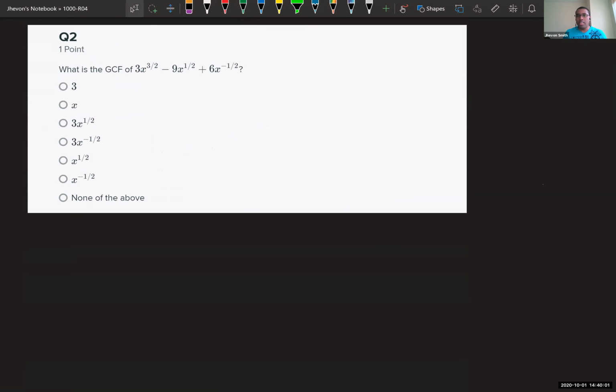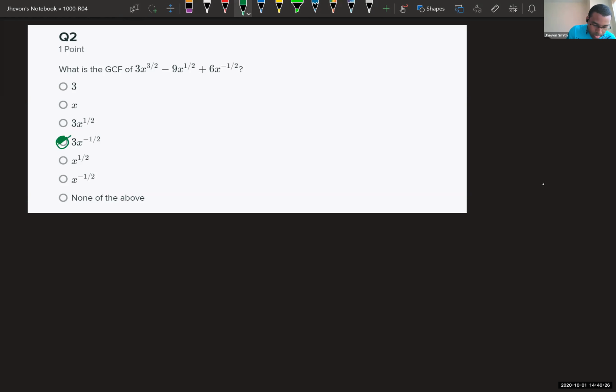Okay, this one requires a little bit of calculations, not a lot. So this is not some generic formula that you should have memorized, but there is a process that you should memorize here. The GCF, which is the greatest common factor. How do we find the greatest common factor? What is the answer here? 3x to the negative 1/2.